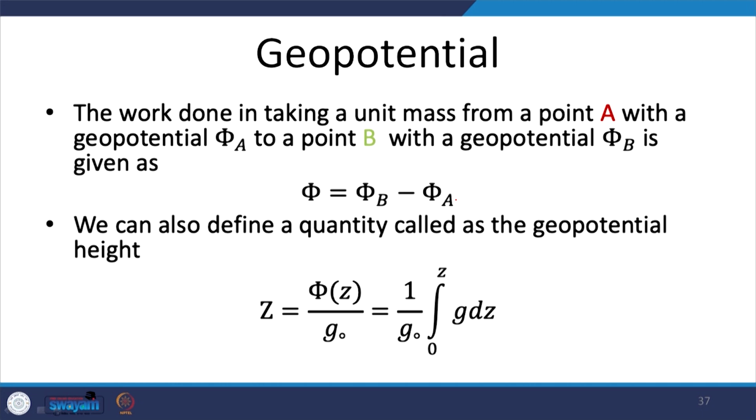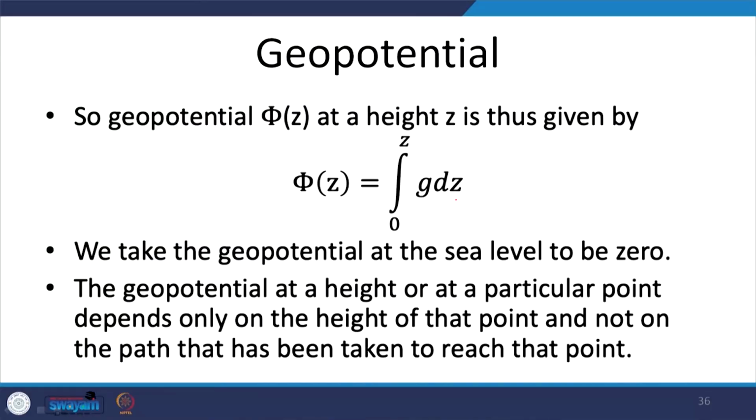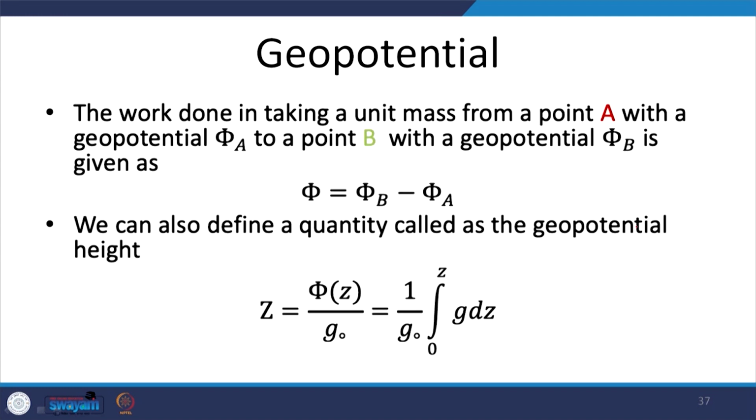So, you are taking mass from point A to B, but the basic thing is phi at a point is defined as the integral of g dz. So, at a point A, the geopotential is already defined to be phi A, and the point B is already defined with phi B. So, if you want to take an object from here to here, the amount of energy is simply phi B minus phi A, because phi A is already defined with respect to the ground. So, this information is already there, right.